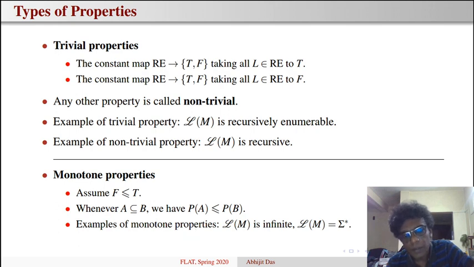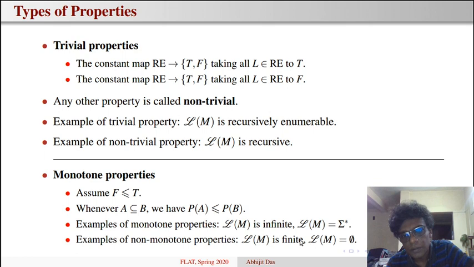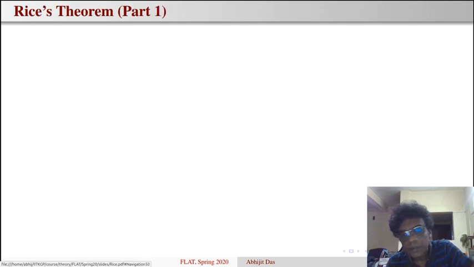And the opposite properties, language of n is finite, that is a non-monotone property. For example, the empty set satisfies this, but sigma star does not satisfy this, but empty is contained in sigma star. Likewise, language of n equal to empty. So, these are non-monotone properties. Rice's theorem part 2 talks about non-monotone properties. So, let us come to the statement and the proof of Rice's theorem part 2.